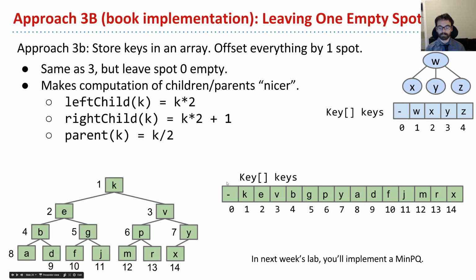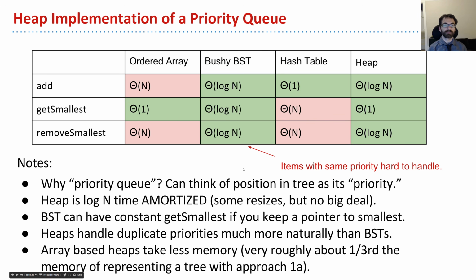Okay, so let's now summarize what we know. What we have here is all of the different implementations that we knew about before, that we could have imagined, and here's our new one, a heap. If we compare it to the others, we can see that it has great performance, but unlike the bushy binary search tree, items that have the same priority are hard to handle.